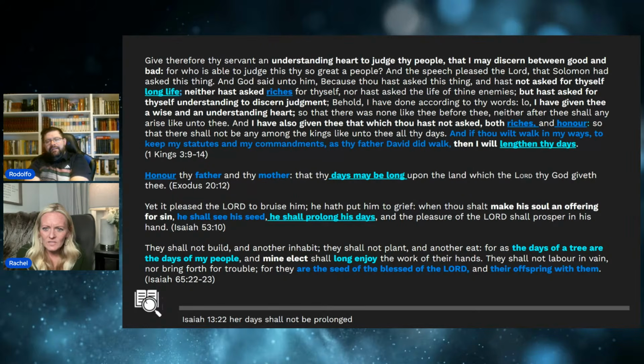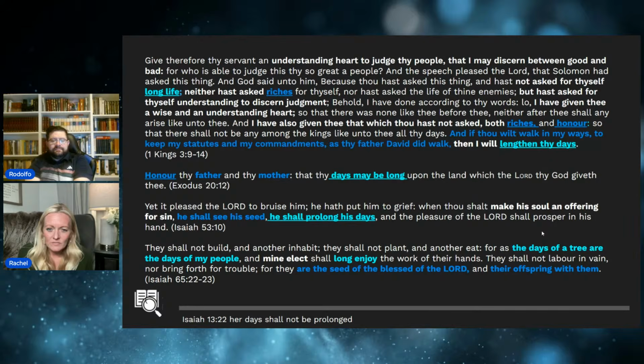So then we also see a connection with following the example and honoring a righteous father or parent here. And in Exodus 20:12, it says, honor thy father and thy mother, that thy days may be long upon the land which the Lord thy God giveth thee.